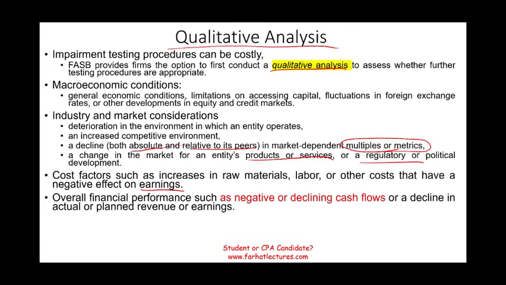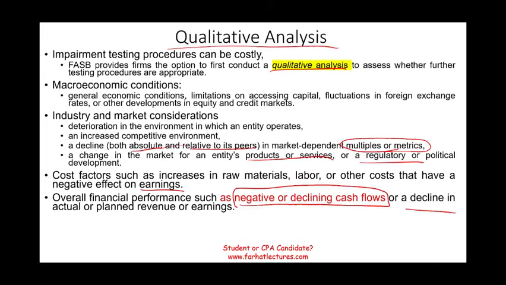Other financial performance, like negative or declining cash flow. And this is on the CPA exam. They always tell you negative or declining cash flow. It's really a red flag for testing for goodwill impairment, or a decline in the actual or planned revenue or earnings. So if you have a unit and it's not going to be generating revenue in the future, guess what? It might be impaired.